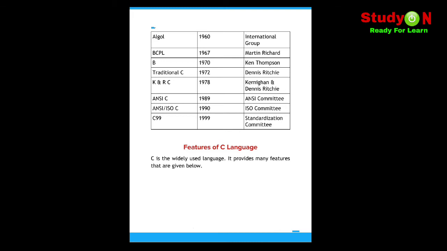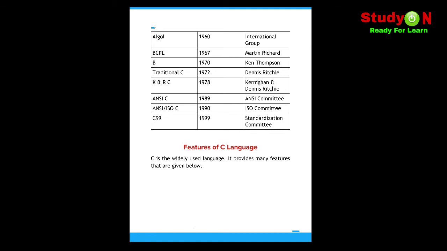K and RC language is developed by Kernighan and Dennis Ritchie in 1978. NSIC is developed by NSI Committee in 1989. NSI ISO-C is developed by ISO Committee in 1990. C99 is developed by Standardization Committee in 1999.